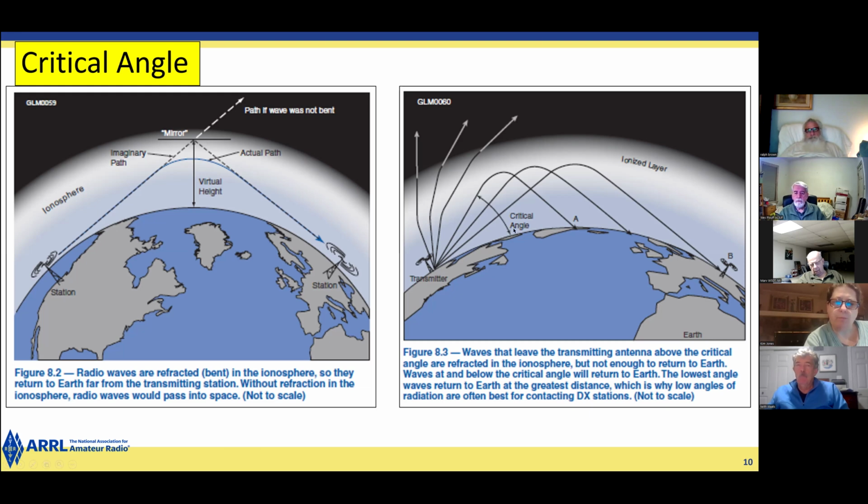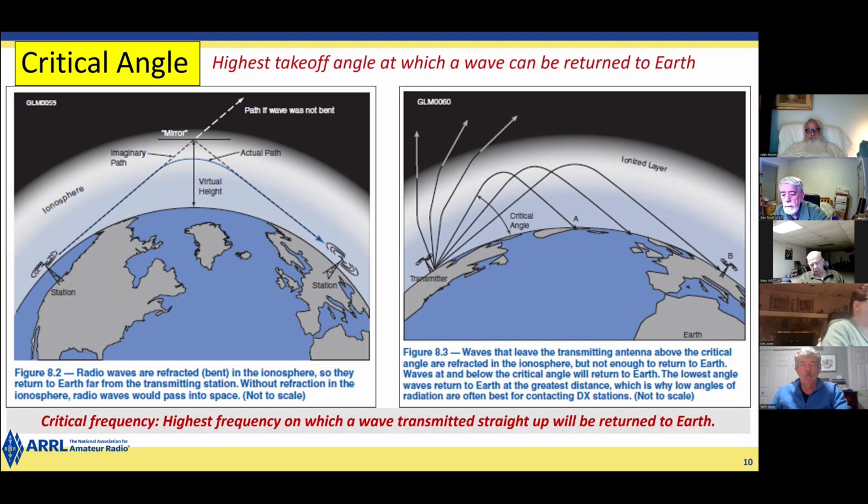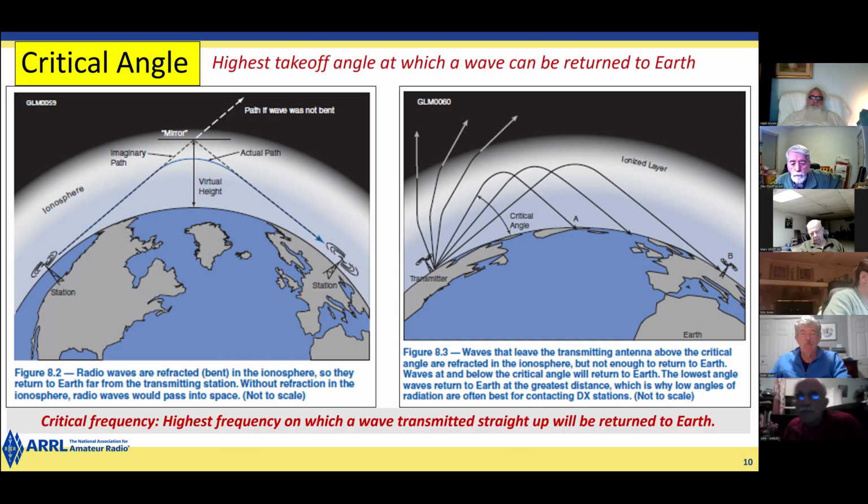Now, it turns out there's also something called critical frequency. Signals below the critical frequency will come back down to Earth, even though they're transmitted straight up. And as you can imagine, the distance the signal travels from your location on the ground is not all that great. So critical frequency is the highest frequency where a radio wave transmitted straight up will return to Earth.